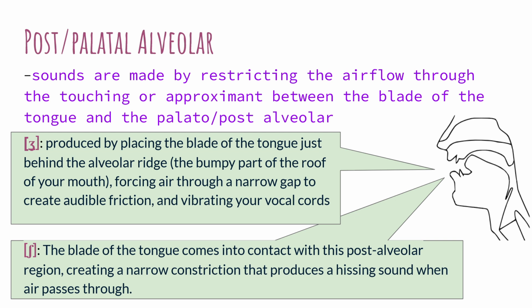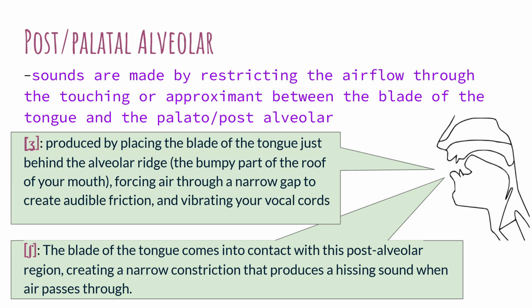The sound r. It is pronounced by placing the blade of the tongue just behind the alveolar ridge, that is the bumpy part of the roof of your mouth, forcing air through a narrow gap to create audible friction and vibrating your vocal cords.